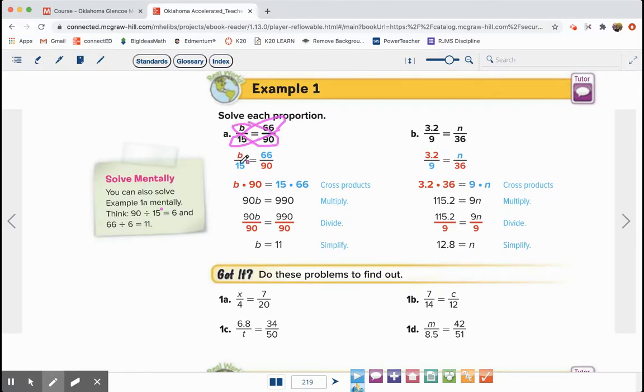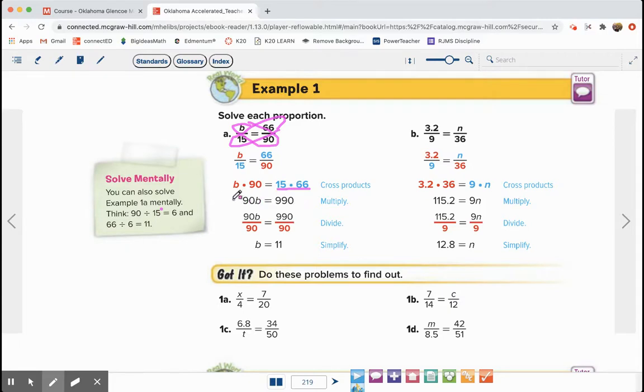So we have b times 90 and 15 times 66. It doesn't matter which one you do first. Like I could have written 15 times 66 equals b times 90. When we multiply that, we don't know what b is, so it's just 90 times b still, equals 15 times 66, which is 990.